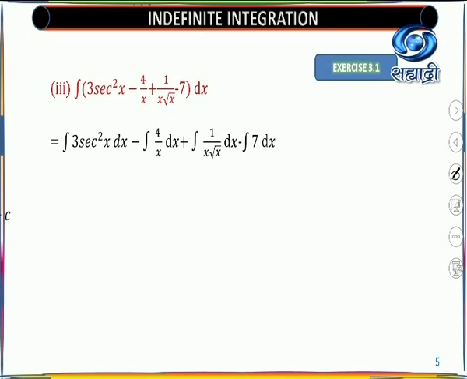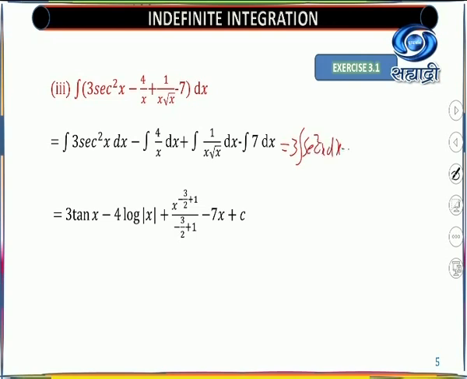Now look here, this is the middle step. This is equal to 3 into the integral of sec square x dx. Then you will have the minus 4 into the integral of 1 upon x dx, and then you use plus here.